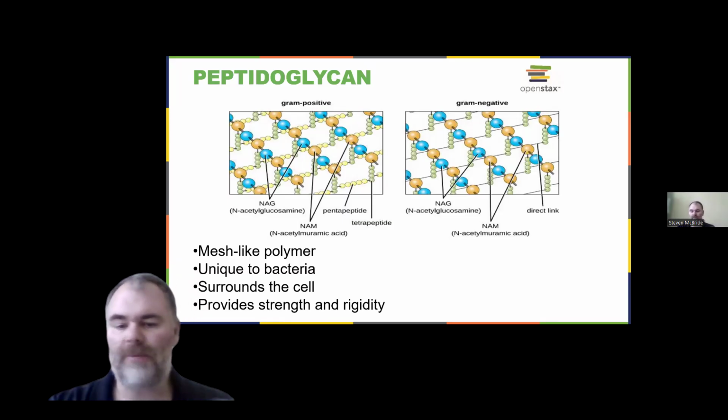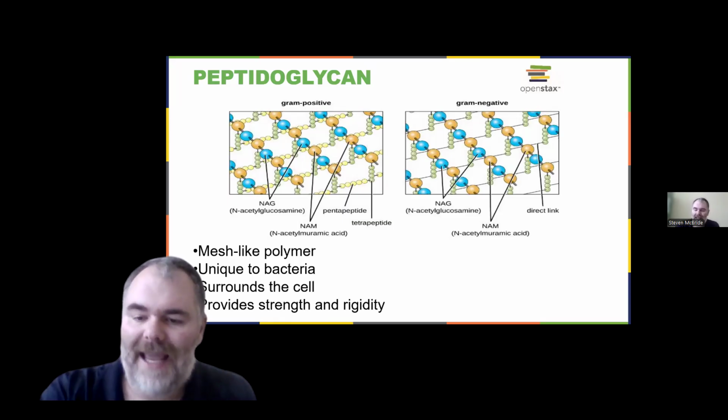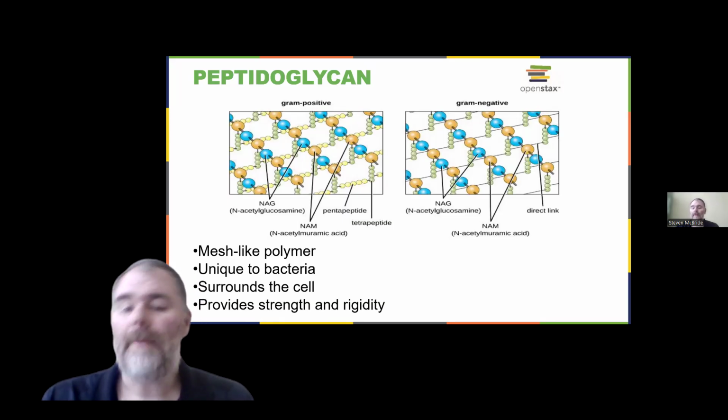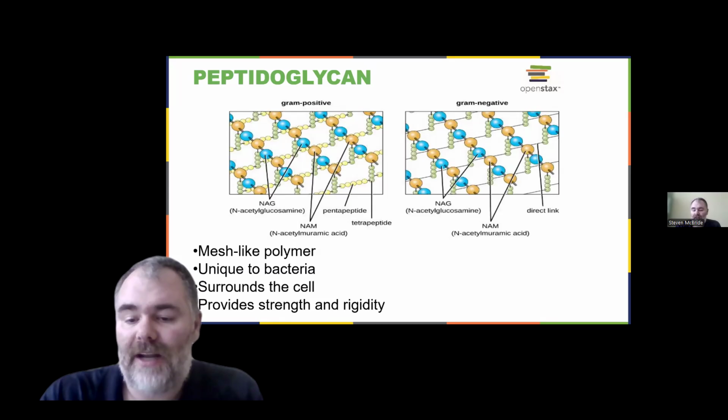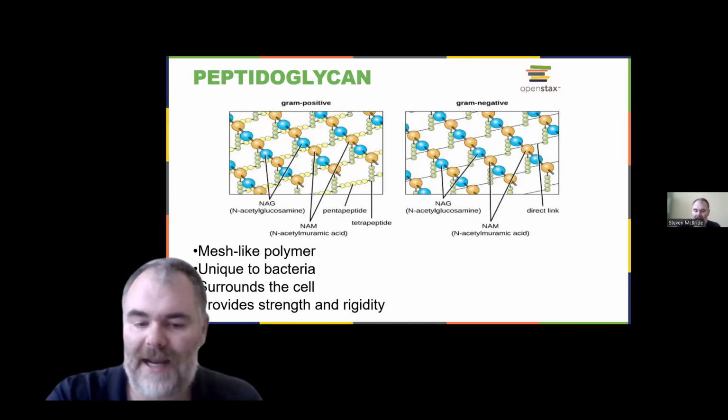This mesh-like structure provides strength and rigidity to the bacterial cell wall. It helps maintain cell shape and protects the cell against osmotic pressure that could otherwise cause rupture. Because peptidoglycan is unique to bacteria and essential for survival, it is also an important target for many antibiotics.